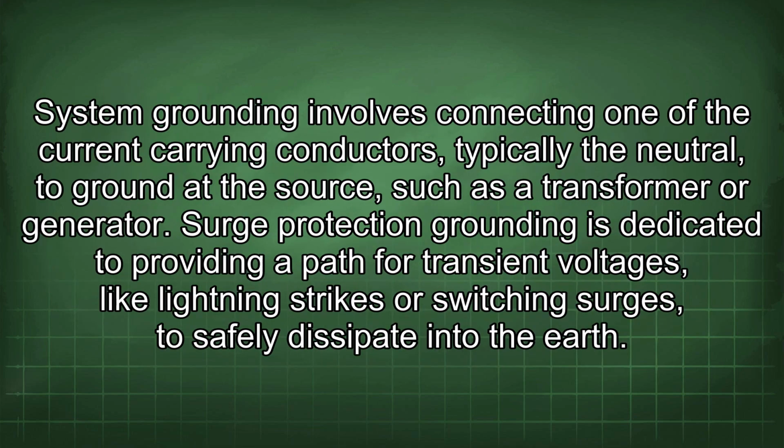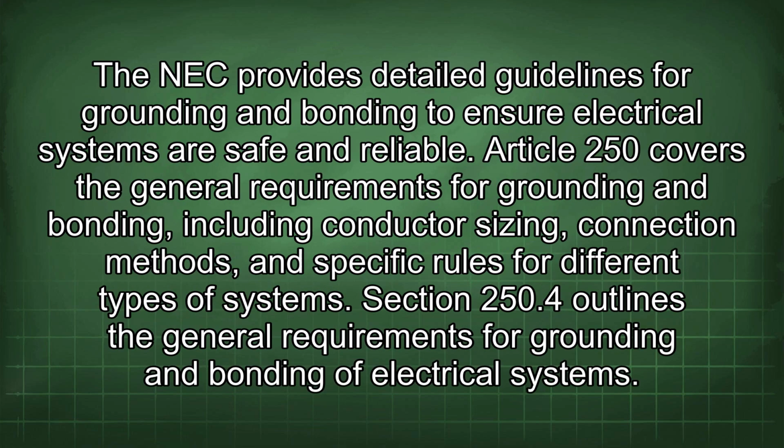System grounding involves connecting one of the current-carrying conductors, typically the neutral, to ground at the source, such as a transformer or generator. Surge protection grounding is dedicated to providing a path for transient voltages, like lightning strikes or switching surges, to safely dissipate into the earth. The NEC provides detailed guidelines for grounding and bonding to ensure electrical systems are safe and reliable.